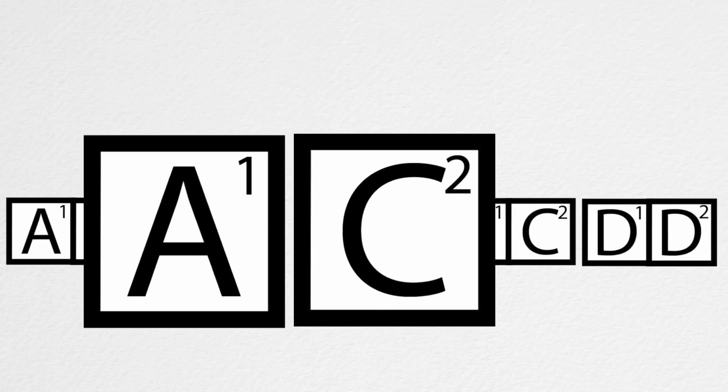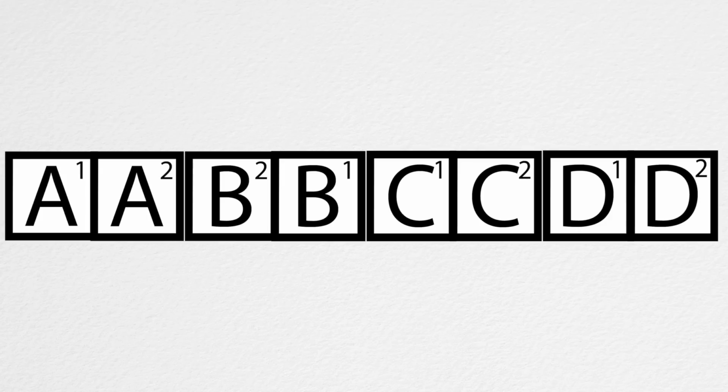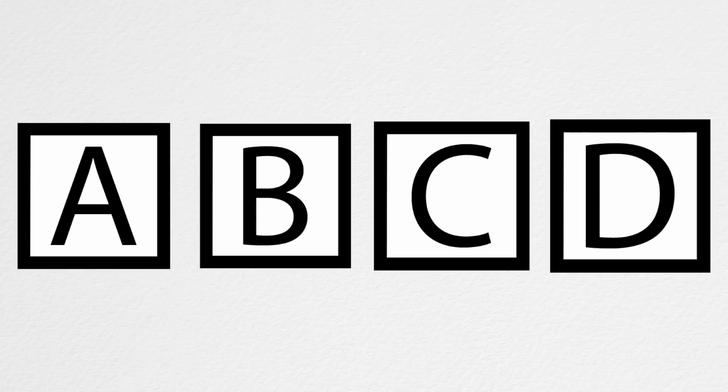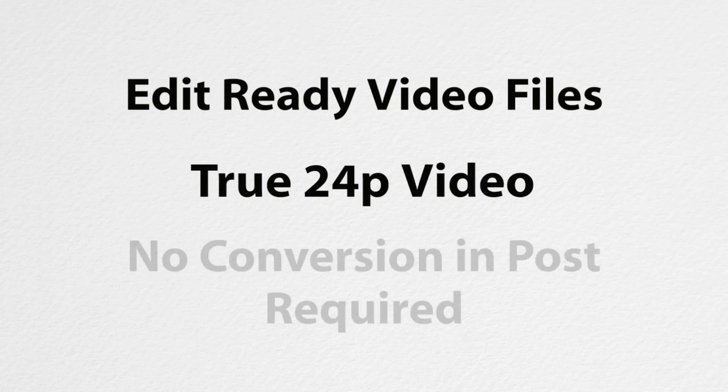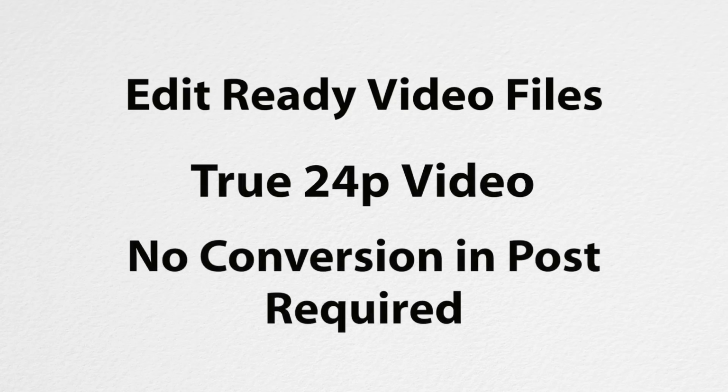Now the PIX is actively removing the duplicate fields and converting the remaining interlaced fields back to the original 24 progressive frames caught by the camera. This allows users to create edit-ready files with progressive frames, eliminating the time-consuming post-step of conversion.